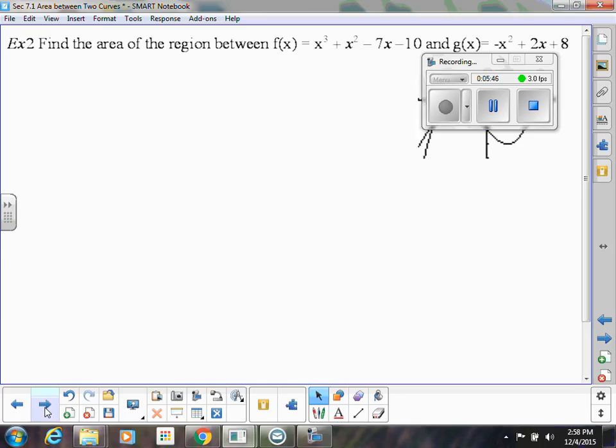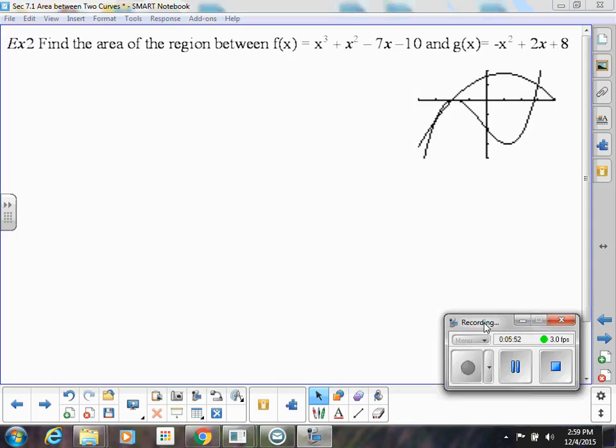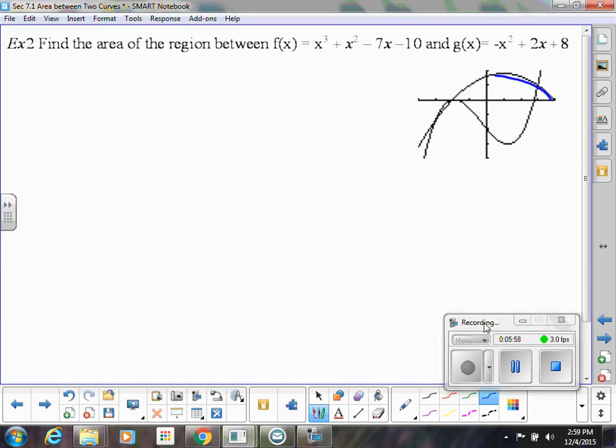Now if we move on to the next example, we want to find the area between these 2 curves. And here's what I want you to notice. The parabola, that's this guy, goes like this. And then the cubic goes like this. So does anyone see a problem with this?